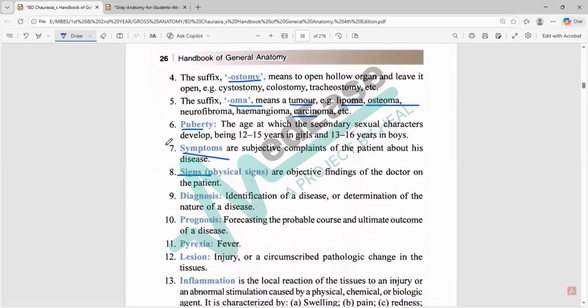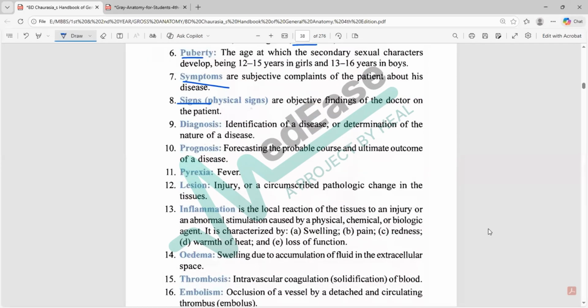When we talk about symptoms, the patient will be describing fever, headache, nausea. When we talk about signs, we will be having paleness, cyanosis, dullness. These will be the signs. When we talk about further terms, we have the diagnosis. The diagnosis is mainly the identification or the determination of the particular disease. Then we have the prognosis. The prognosis is mainly predicting or forecasting the course and ultimate outcome.